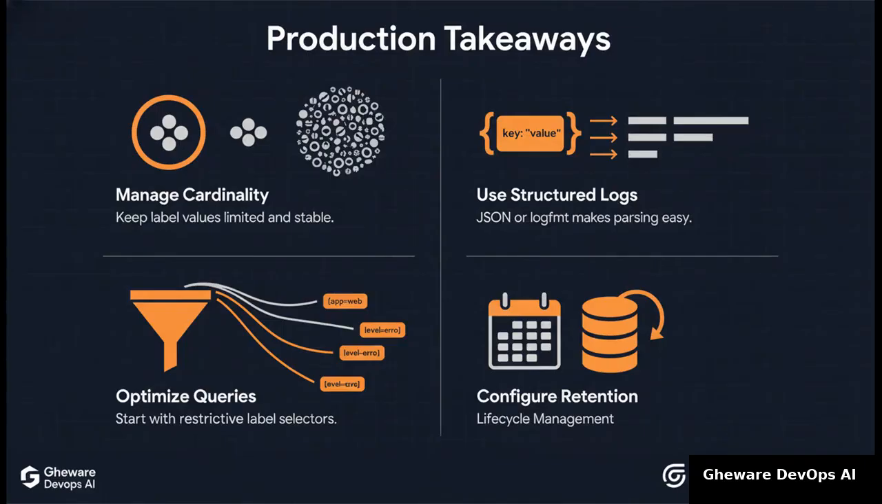So, to wrap up for production use, manage your label cardinality like your job depends on it. Use structured logging like JSON whenever you can. It'll make your life so much easier. Always, always start your queries with your most specific label selectors. And finally, be smart about your retention policies so you don't keep logs forever and run up a huge bill.